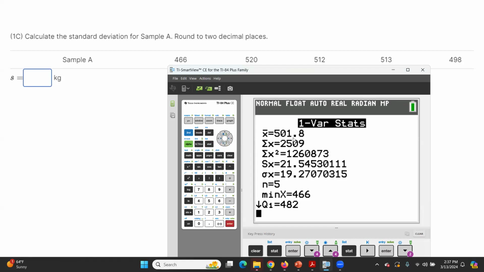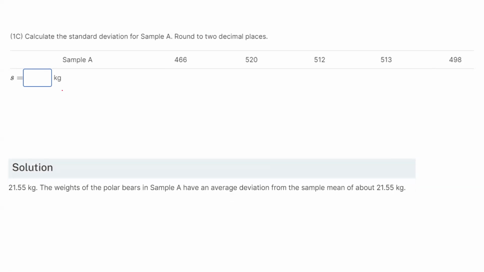It says, hey, the average is 501.8, and the standard deviation is 21.545 or 21.55. So the standard deviation rounded to 2 decimal places is going to be 21.55 kilogram.